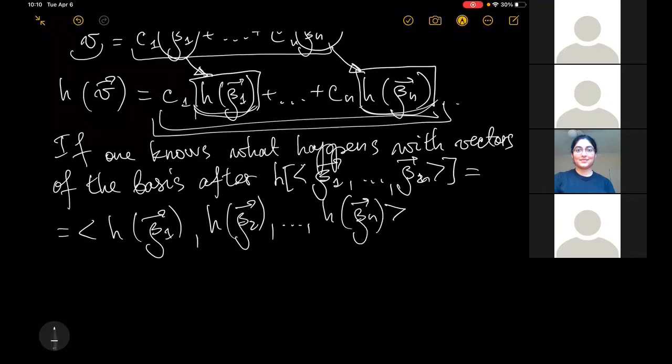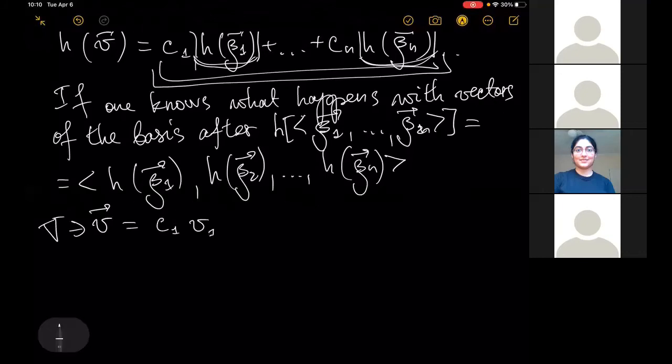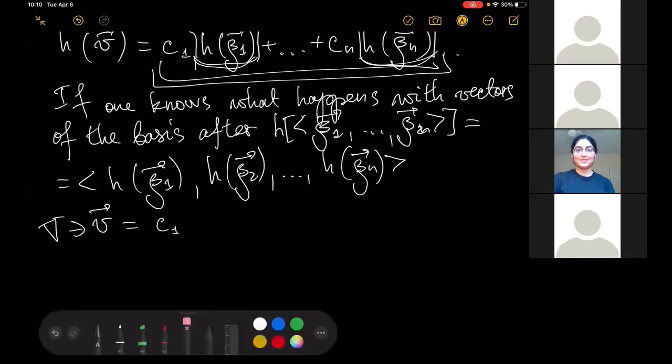If you know how to map any basis using this homomorphism, all you need to do is take a vector which belongs to your domain and express it through the corresponding basis.